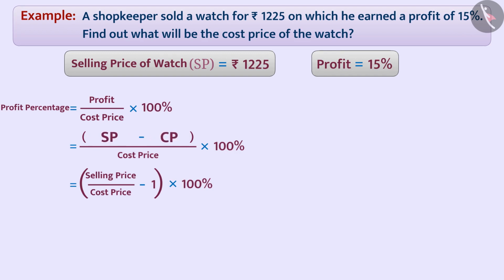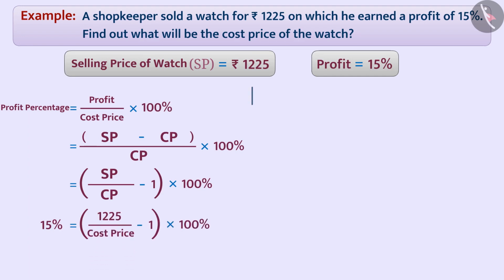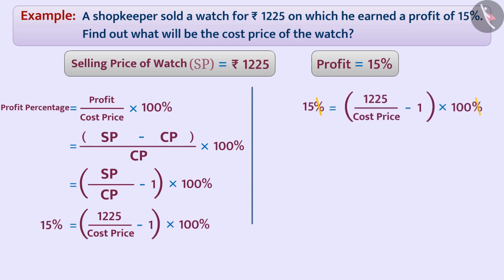SP minus CP divided by CP multiplied by 100 is equal to SP divided by CP minus 1 multiplied by 100%. In this way, 15% is equal to (1225 divided by cost price minus 1) multiplied by 100%. We will solve it this way. That is, 15 divided by 100 is equal to 1225 divided by cost price minus 1. That is, 15 divided by 100 plus 1 is equal to 1225 divided by cost price.